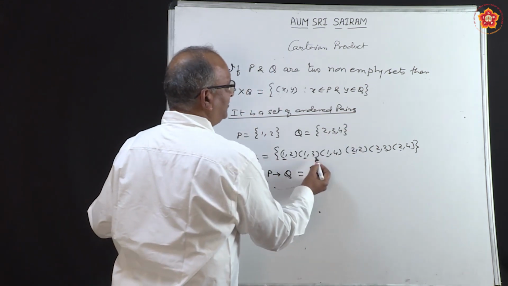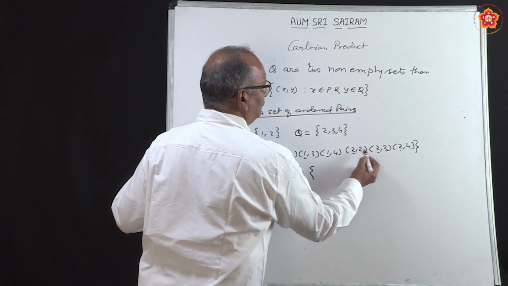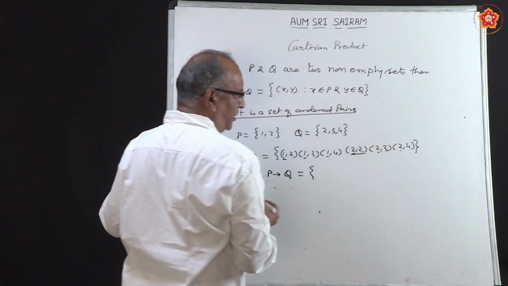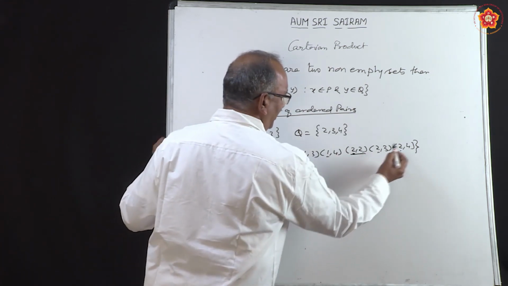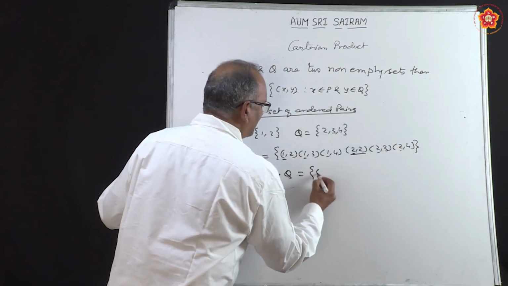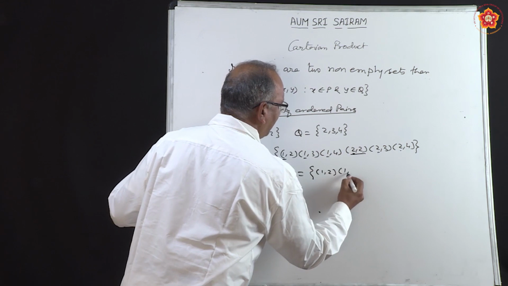1 2, 1 3, 1 4. 2 2 will not be part of it because 2 is not less than 2. 2 3, 2 4. So, if you write down, this becomes a relation.